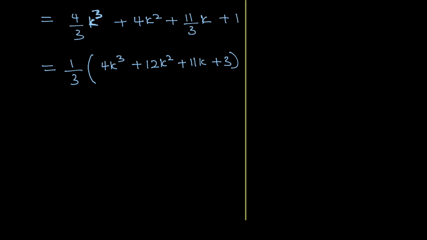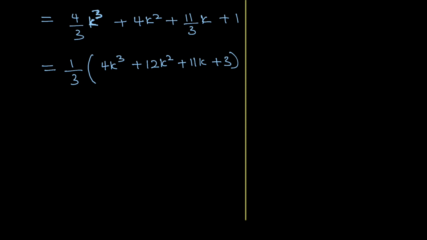That's what I meant by taking out a third and multiplying everything by 3. So if I times that by 3, that 3 will go. If I times that by 3, I get 12. If I times that by 3, I get 11. If I times that by 3, I get 3. So that's what happens when you take out a third.